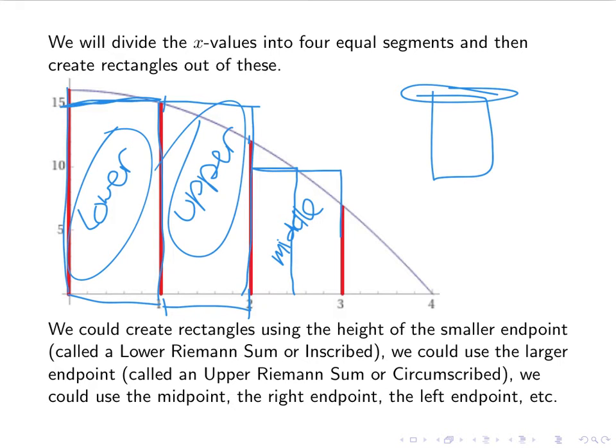Generally, you choose one of them for the whole set. So I'm not going to do one of my rectangles as lower and one of my rectangles as upper. I do all my rectangles as lower or all my rectangles as upper, etc. I'm just giving you an example of what they all look like. But again, we're going to focus on the upper and the lower, sometimes called the inscribed or the circumscribed.